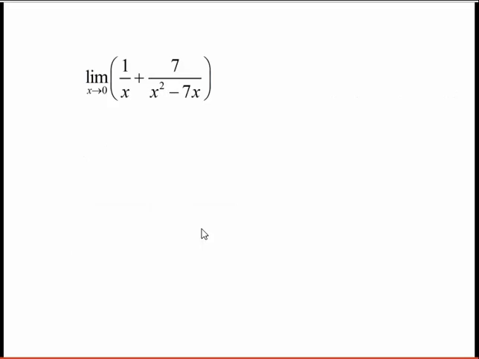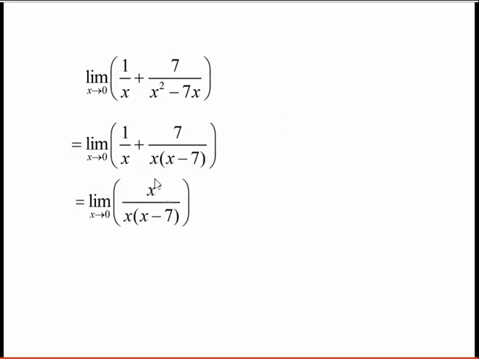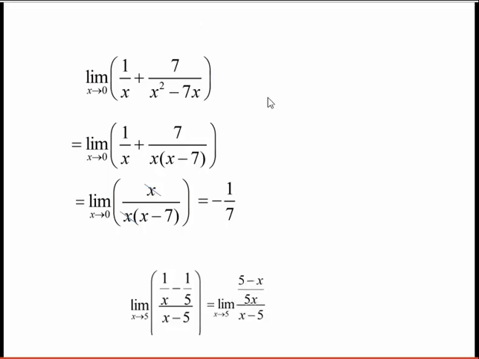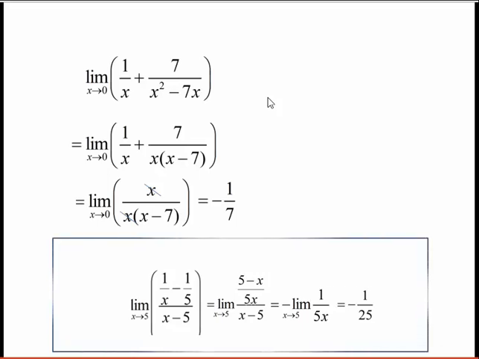Next example. I want to do some algebraic work. First you factor out x, then simplify this one. Now you can cancel x. So when you replace x by 0, you get negative 1 over 7. Now you may try this one the same way and verify that at the end your answer will be negative 1 over 25.